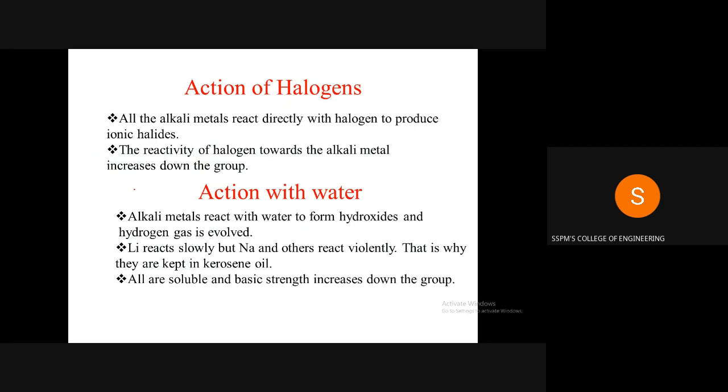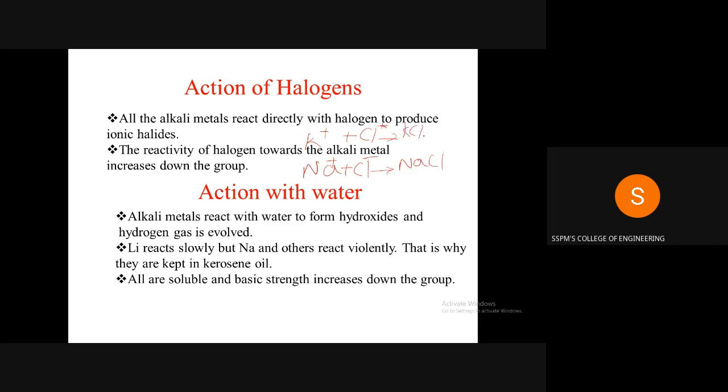Then all the alkali metals react with halogens. Action of halogens: all the alkali metals react with halogens. Sodium reacts with chlorine, Na plus forms a cation, a positive ion. It is an electropositive element. It reacts with an electronegative element to form an ionic bond, and the formation of NaCl, that is salt. Similarly, potassium also gives this reaction. Potassium is an alkali metal. K plus will react with halogen Cl minus to form KCl.